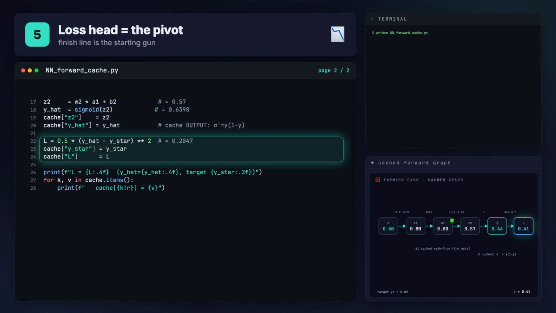The loss head: L = 0.5 * (Y-hat - Y-star)^2. This is the pivot node. We cache Y-hat and Y-star. So the very first backward step, dL/dY-hat = Y-hat - Y-star, is just a subtraction of two values already on the shelf.